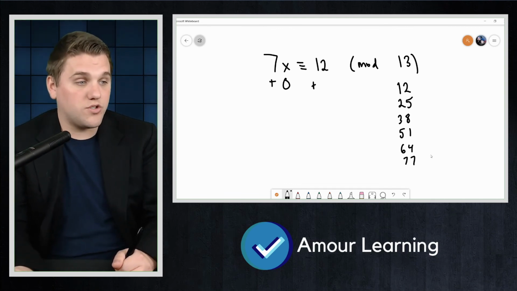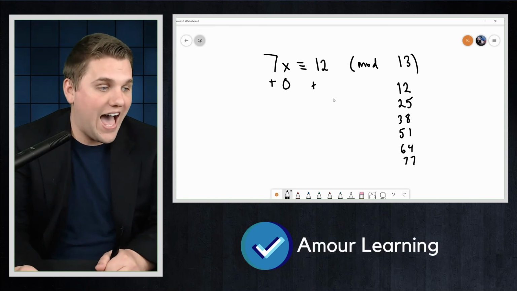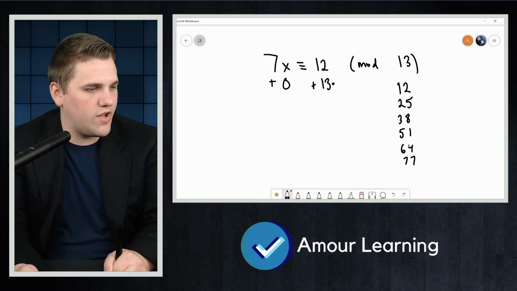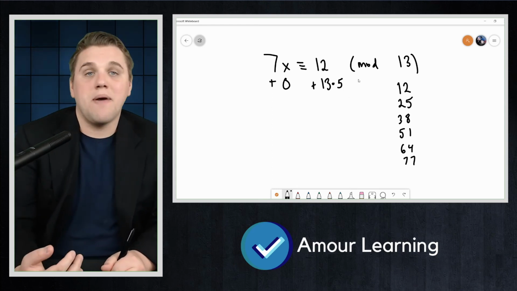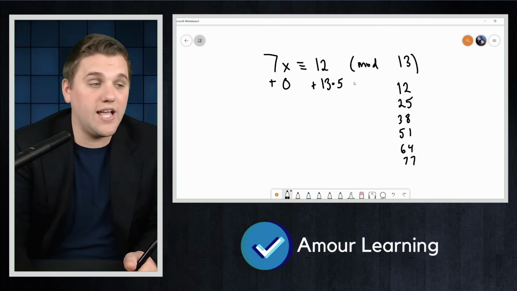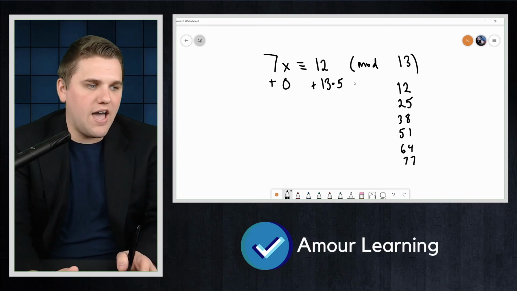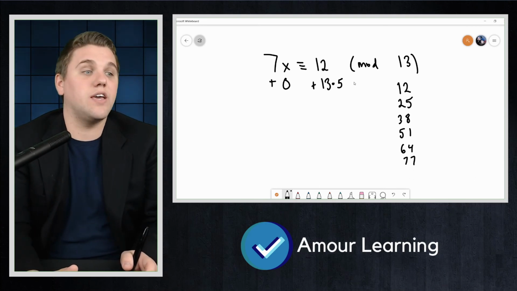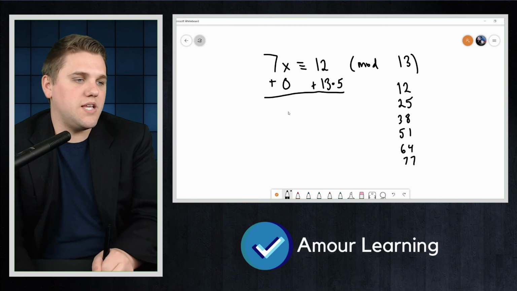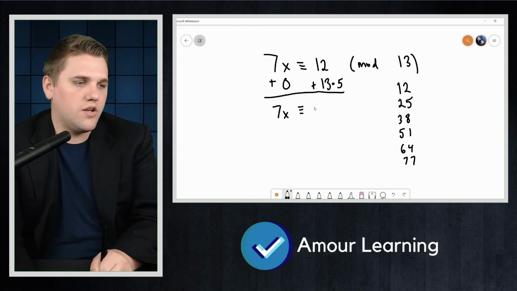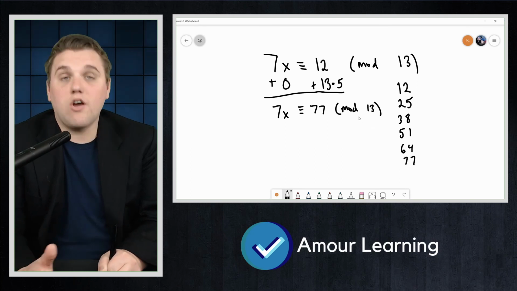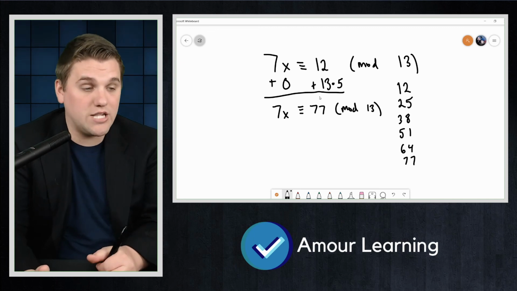So 12 is equal to 77 if we add 13, how many times? Let's see here. 1, 2, 3, 4, 5 times. So I'm adding 13 times 5, which I believe is 65. I'm adding 65 to the right-hand side, but keep in mind, 65, is that right? Yeah, 65 is equivalent to 0. So I'm adding 0 on the right side here. And so this means that 7x is congruent to 77 mod 13. Okay, that helps. That helps a lot because now I can divide both sides by 7.